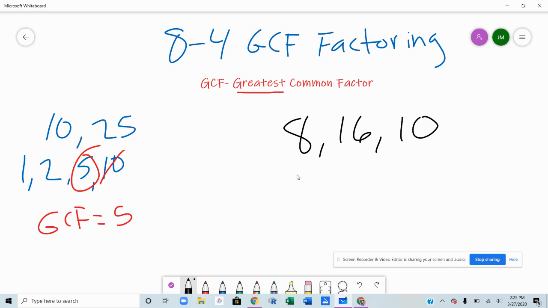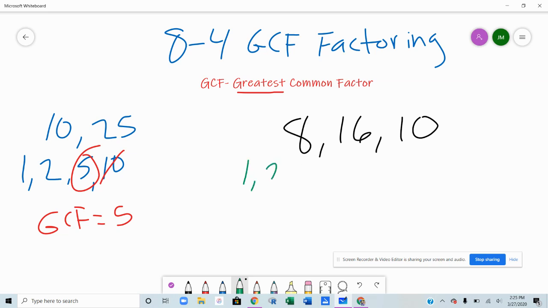Same thing will work if you have 3 numbers. So you want to start by finding all the factors of the smallest number. The smallest number is 8. You want to pay attention that it's not always in order. Smallest number is not always the first one. Okay. Pick the smallest one to start with. Find all of its factors.